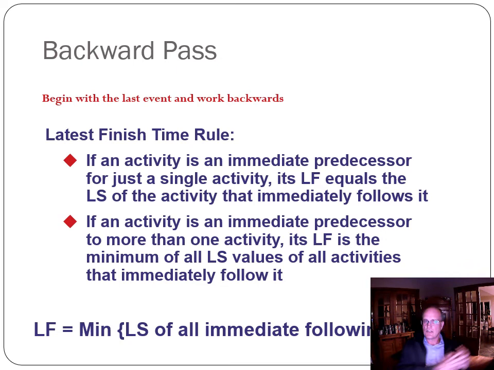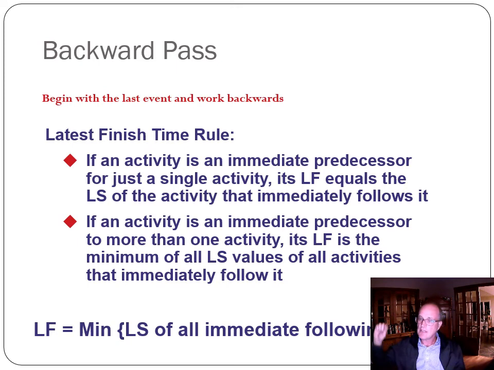The backward pass is once we've got earliest start and earliest finish worked through all the way through, we determine the latest finish on the critical path, and we subtract the task duration and we get latest start. And so we work backwards then, and we take the latest start of the activity that follows it, and that becomes the latest finish of the task that we're looking at. It's often easier to understand in an example, but I need to introduce the concept here.